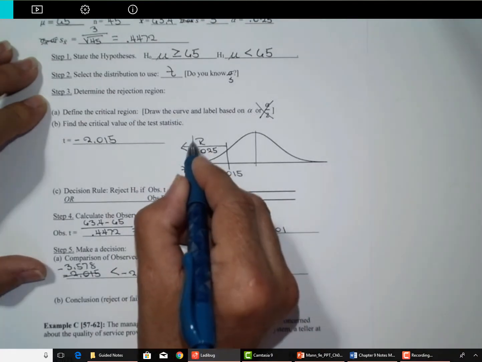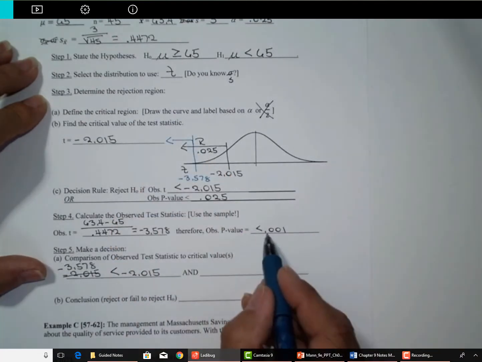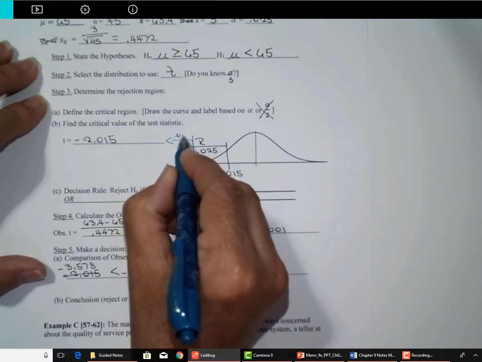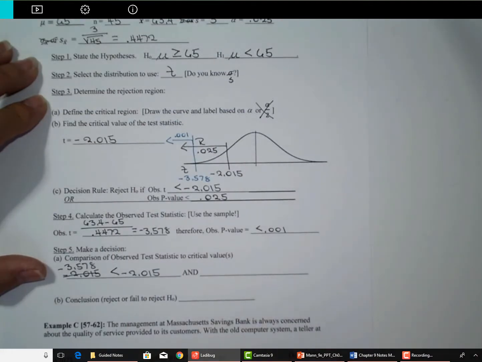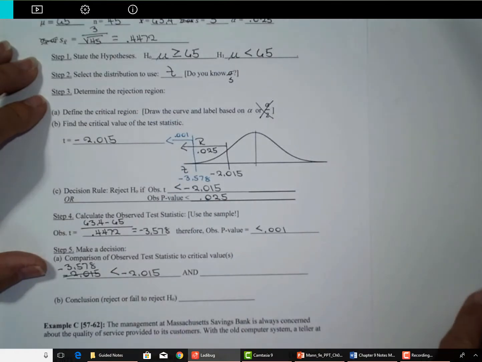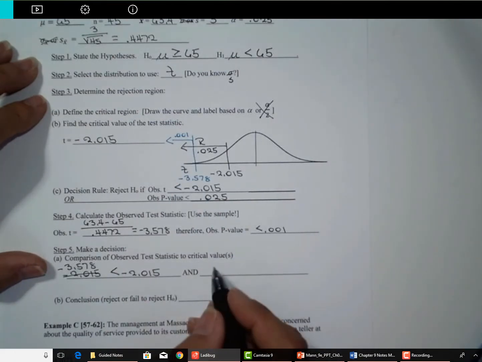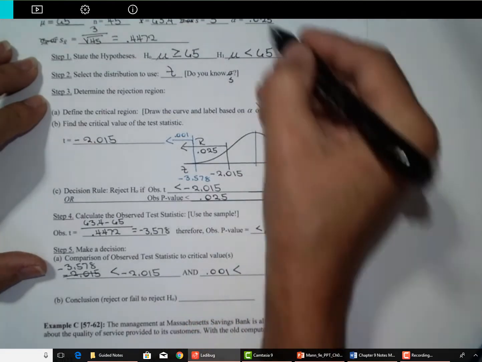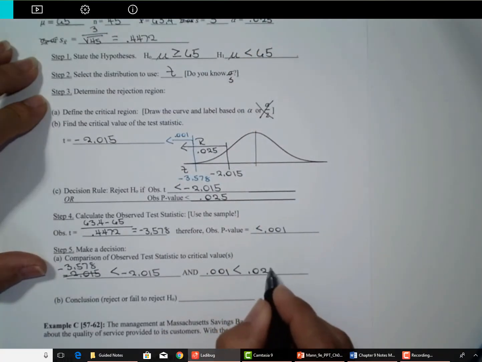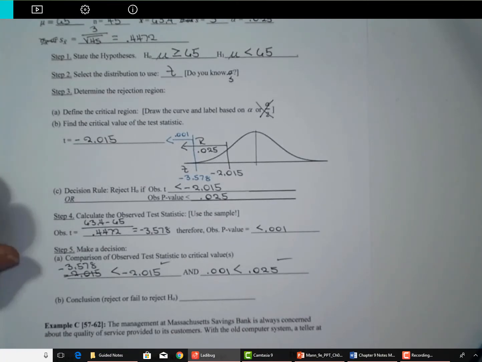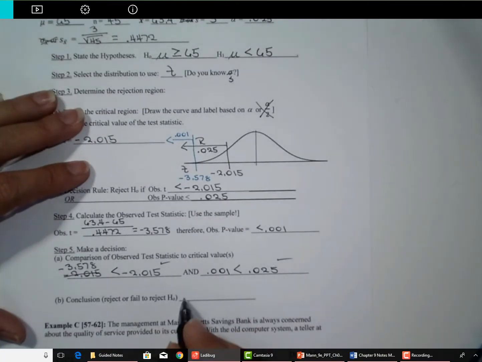And what is this area that I'm interested in over here? Well, here it is. It's smaller than 0.001, I can call it 0.001 if I want to, but it's really, really tiny. It is past 3 standard deviations, so it's really almost 0, isn't it? So is that observed p-value of 0.001 less than my alpha of 0.025? And as you can see, both of these checks say yes, we can reject.